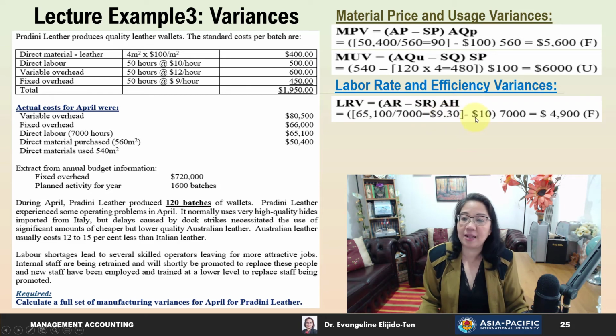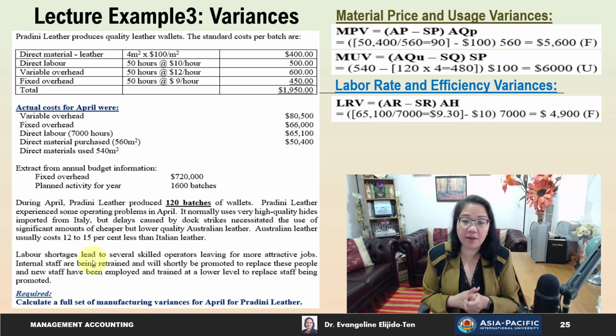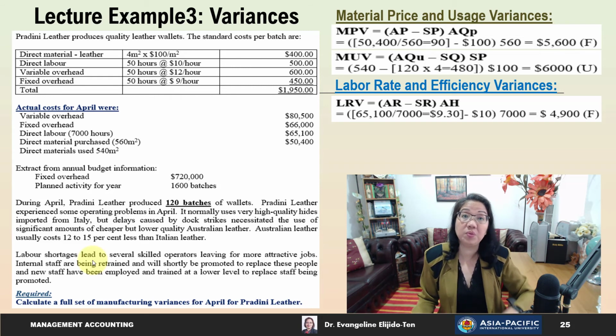Then we'll deduct the standard rate, which is given here. Direct labor standard rate is $10 per hour. We'll multiply that difference by the actual hours of 7,000, which is given here. So 9.30 minus 10 is 70 cents, times 7,000 will give us $4,900, and that is favorable because our actual rate is lower than the standard rate. And again, you can see why, because we are paying these staff that are being skilled up in order for them to replace those people who have left.